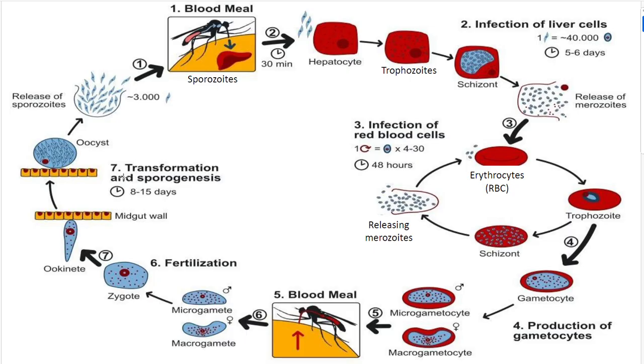So from here the microgamete and macrogamete are formed, which unite to form the zygote. Here, fertilization occurs. The ookinete, of elongated shape, penetrates the stomach wall of the mosquito, and the oocysts are formed. In this oocyst, many sporozoites are there. These are released into the salivary duct of the mosquito, and the life cycle goes on.